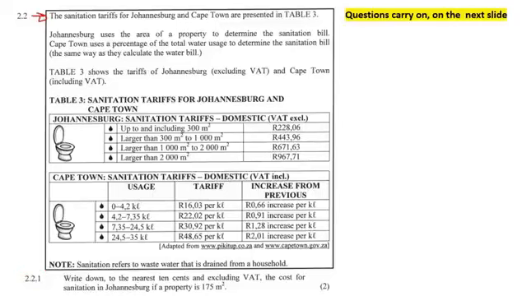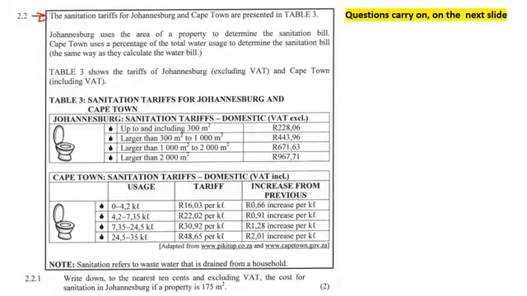The sanitation tariffs for Johannesburg and Cape Town are presented. Johannesburg uses the area of a property to determine the sanitation bill. Cape Town uses a percentage to determine the sanitation bill. Okay, we'll figure that out, I guess. Table 3 shows the tariffs of Johannesburg and Cape Town. So let's try to figure this out, because at the moment I'm like, what?